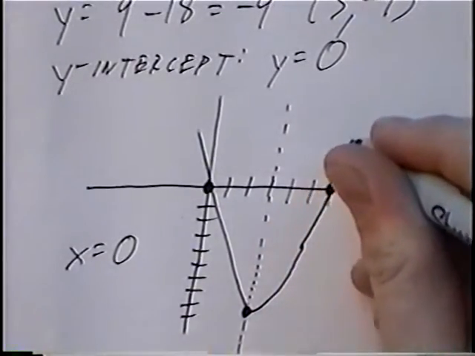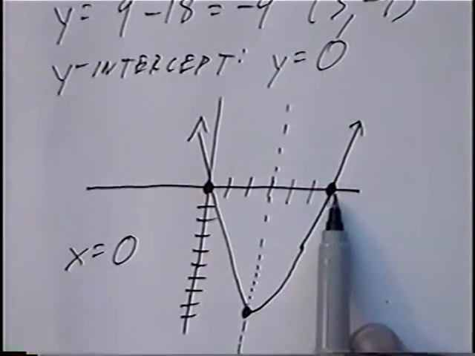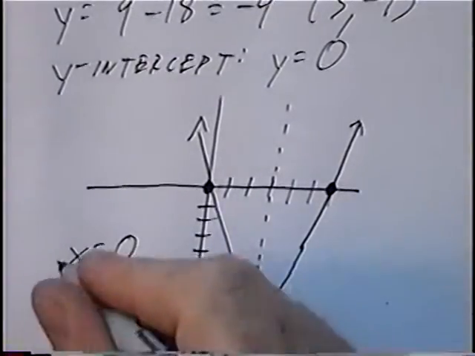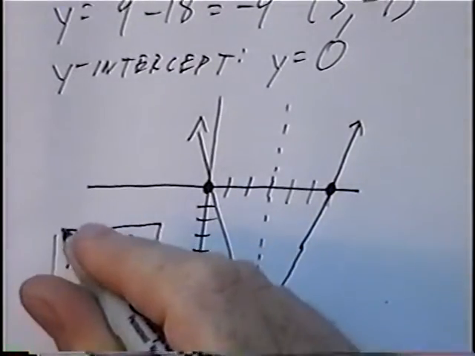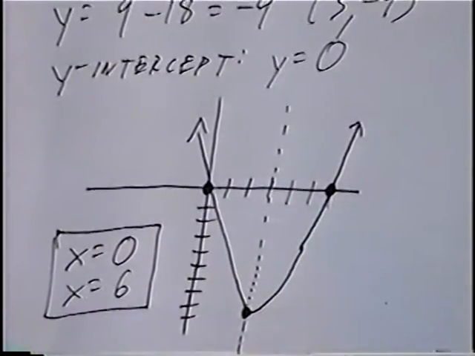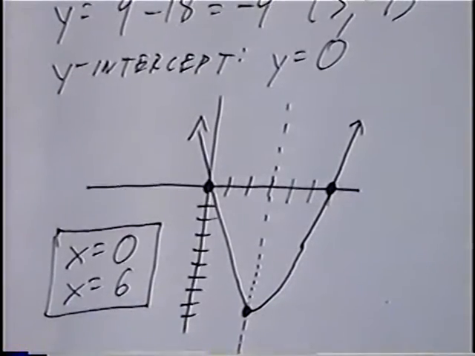And if you want to, you can continue the graph. Counting the numbers over, this would be a value of 6. So our second solution for the equation would be x equals 6. So there's two solutions for this graph. The graph crosses the x-axis twice. First solution, x equals 0. Second solution, x equals 6.